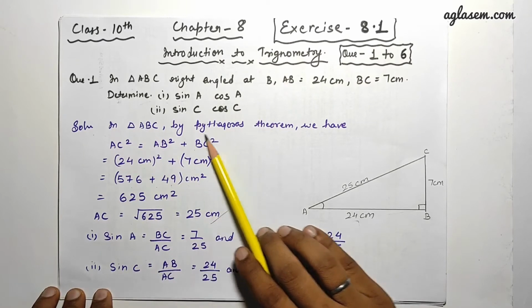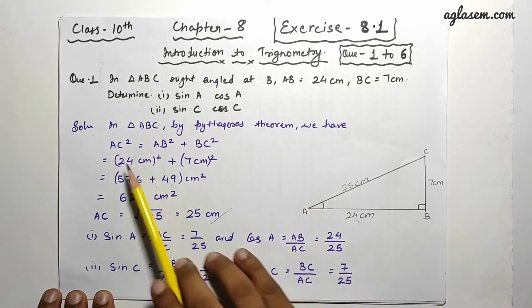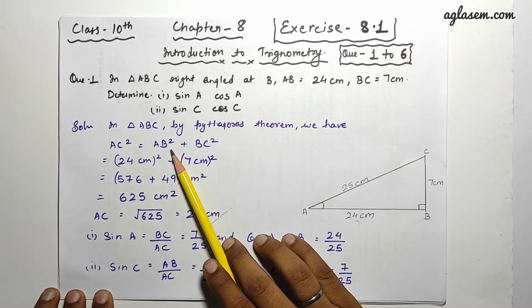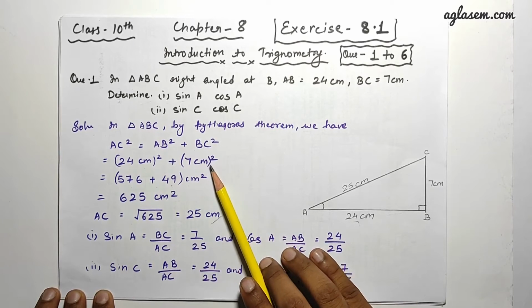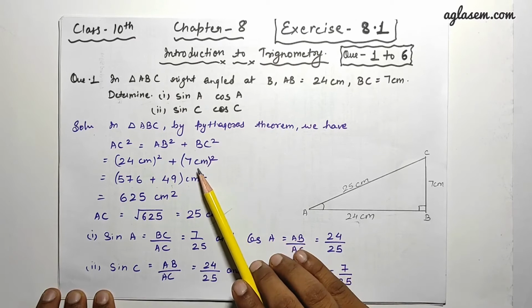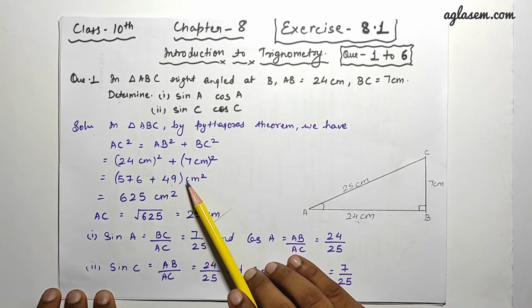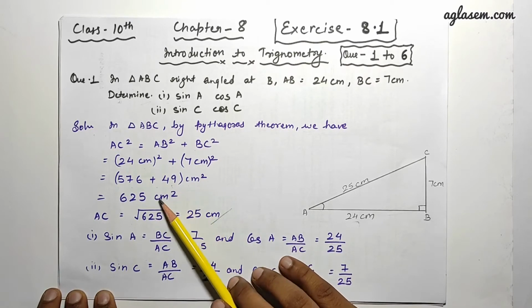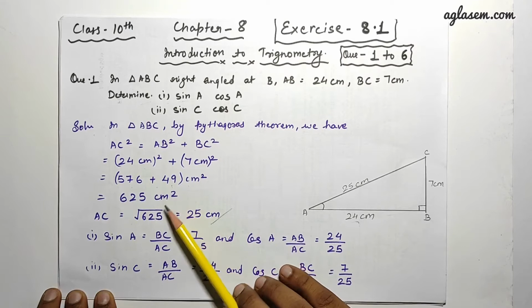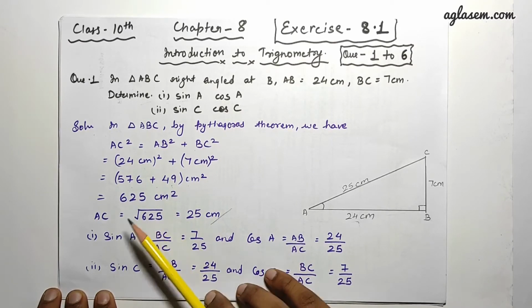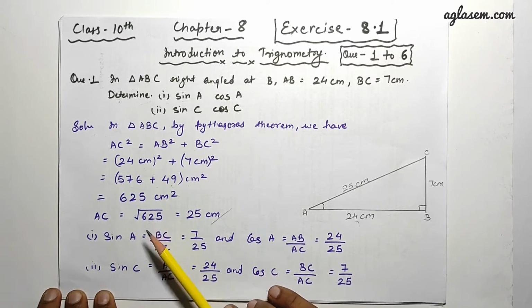Solution: in triangle ABC by Pythagoras theorem, we have AC square is equal to AB square plus BC square. So AB square is 24 centimeter square, BC square is 7 centimeter square. So 24 square is 576 and 7 centimeter square is 49. So here 576 plus 49 centimeter square, that is 625 centimeter square. So here we take the root. So AC is equal to under root 625, that is 25 centimeter.